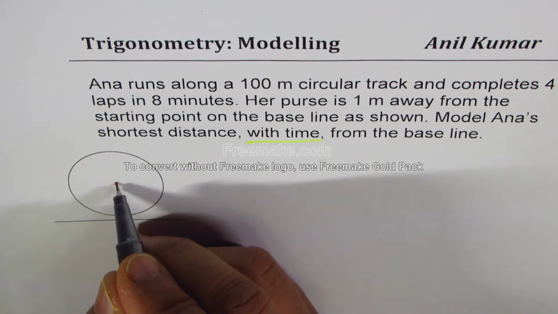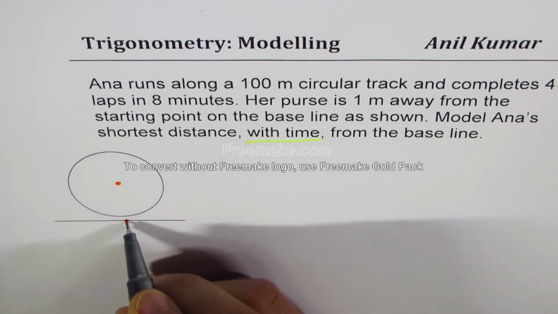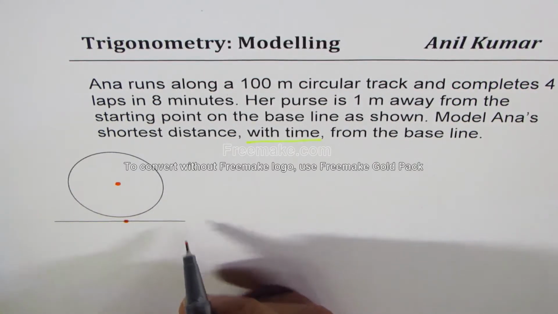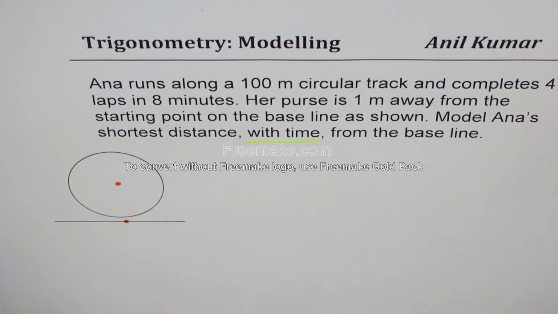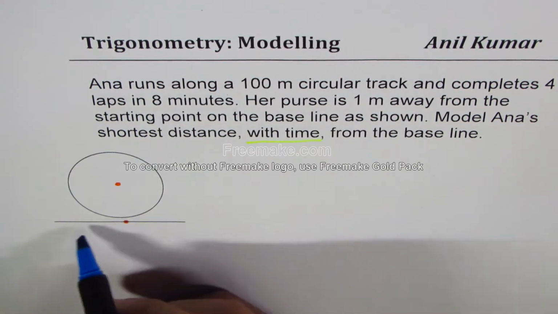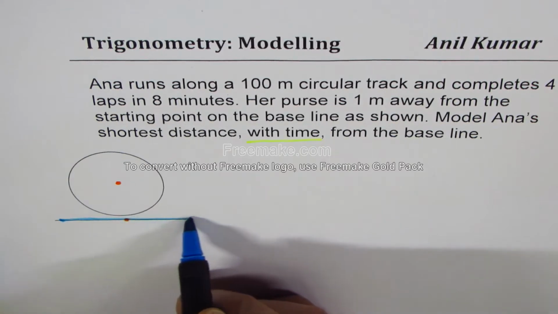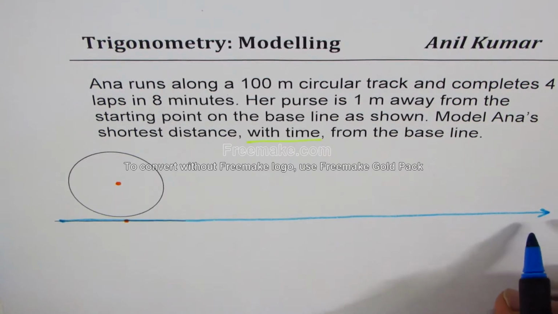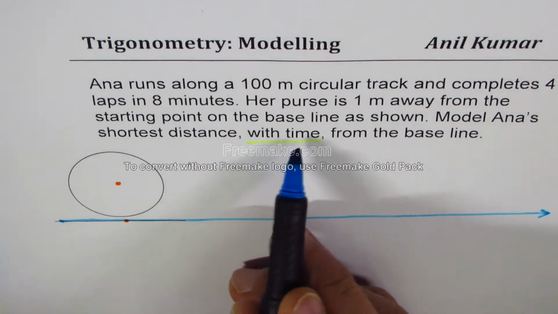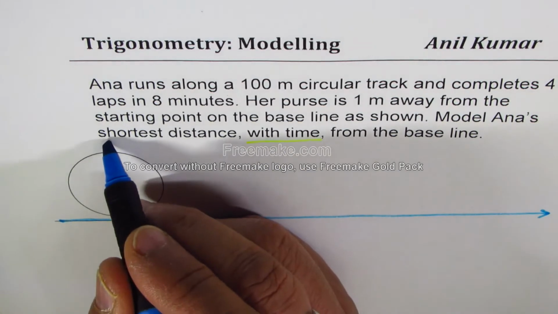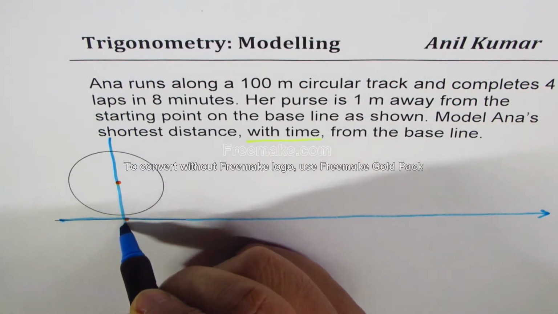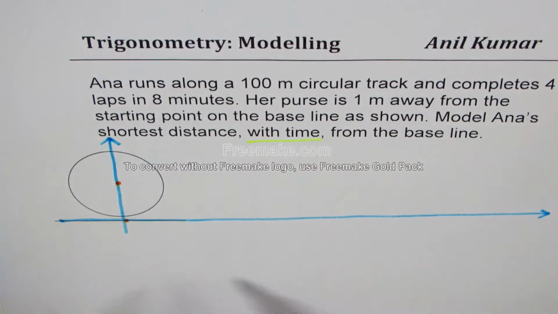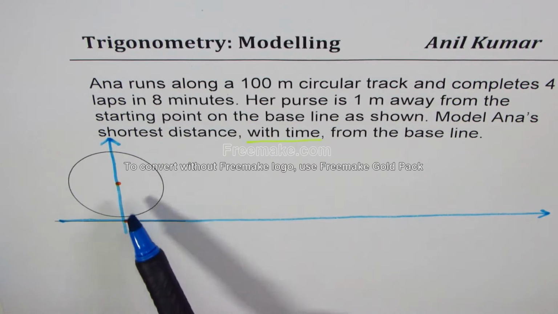Perfect. So let's say that's the center of our circular track. And here we have a purse. And this is the baseline. So what I will do, I'll first create my axis. I prefer to keep 0 where the purse is. That becomes the baseline. In this case, we are doing it with time, so that becomes time for us. In the next example, I will take distance along the independent axis, right? The vertical axis will give me vertical distance.